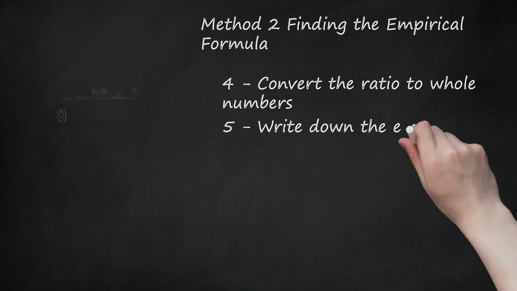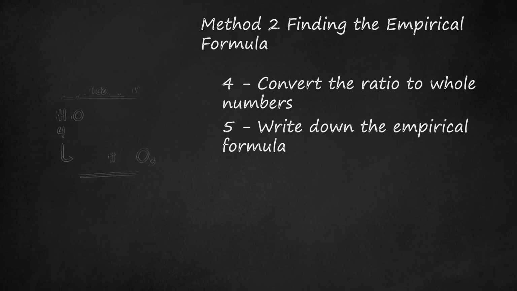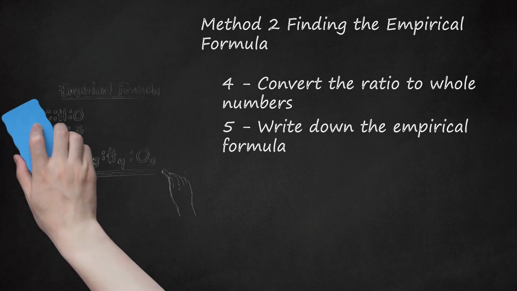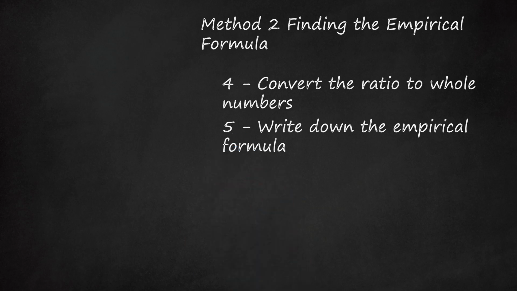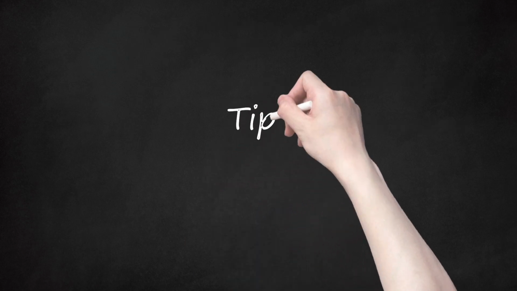5. Write down the empirical formula. To do this, all you have to do is write the letters of each component, in this case C for carbon, H for hydrogen, and O for oxygen, with their whole number counterparts as subscripts. The empirical formula for our example is C3H4O3.